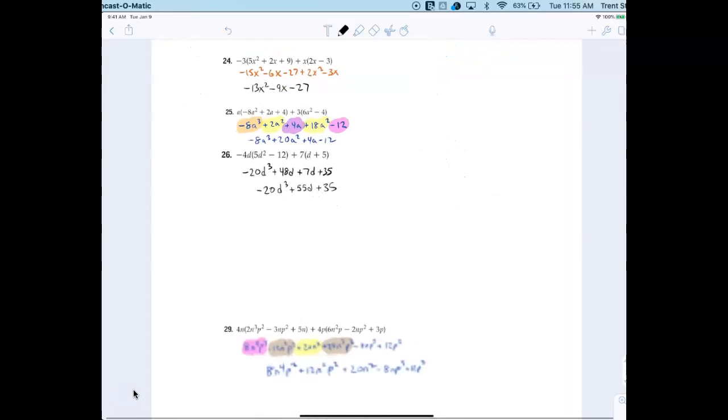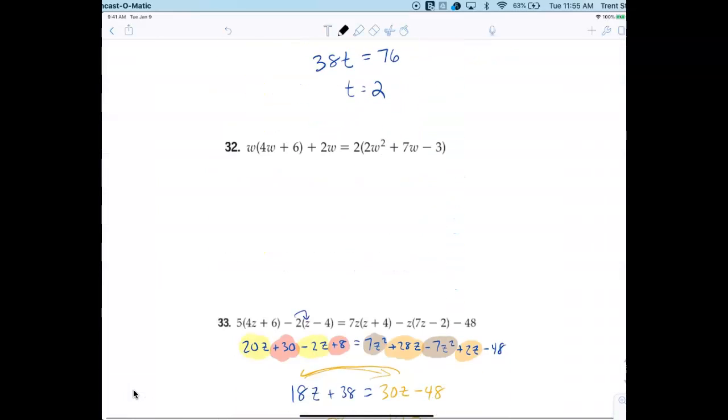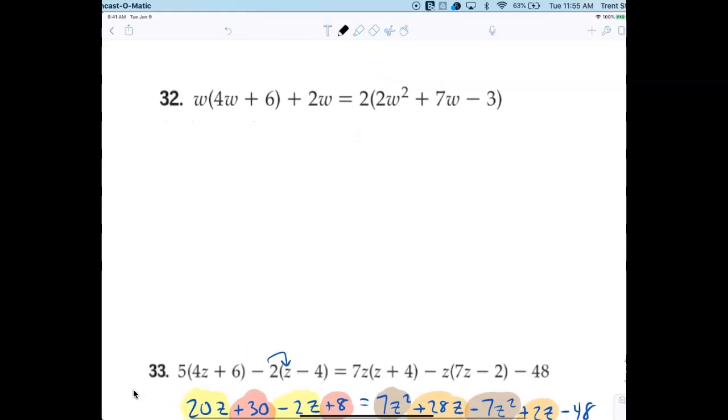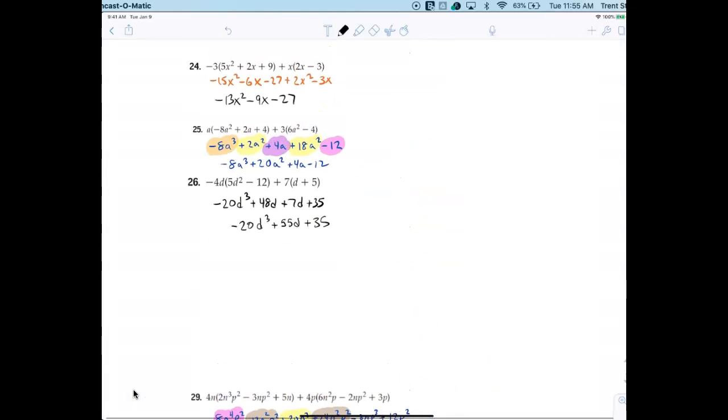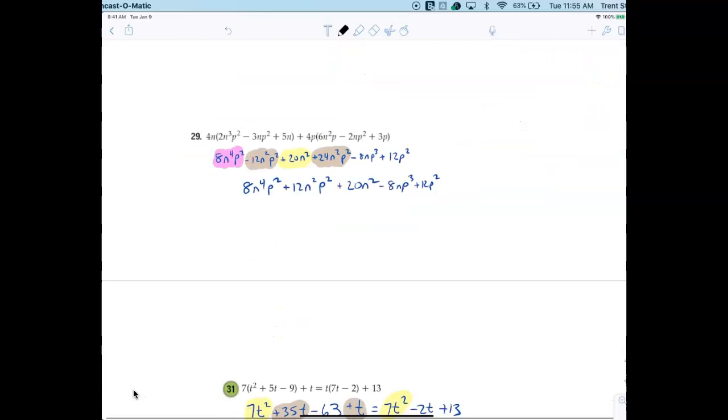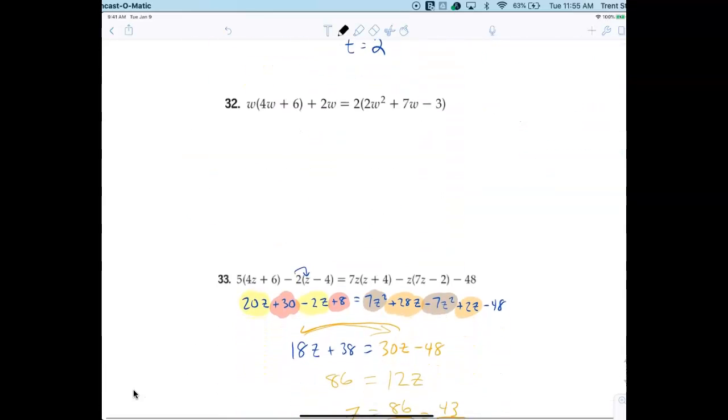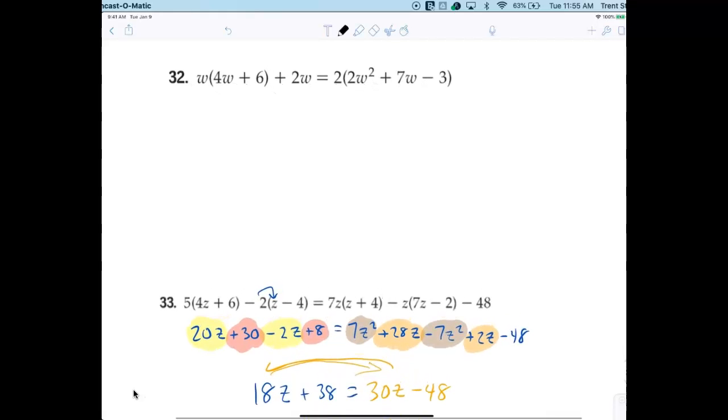Let's do the next even. 32. Did I skip one? Where's 28? There is no 28. It was a word problem. 32. Go.